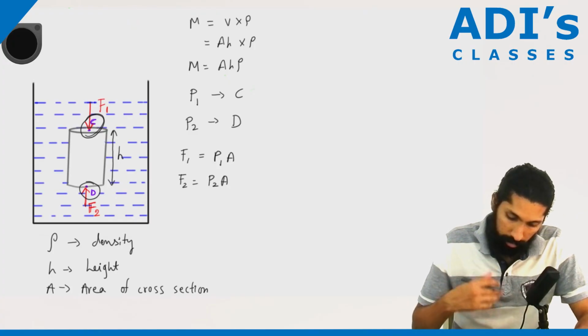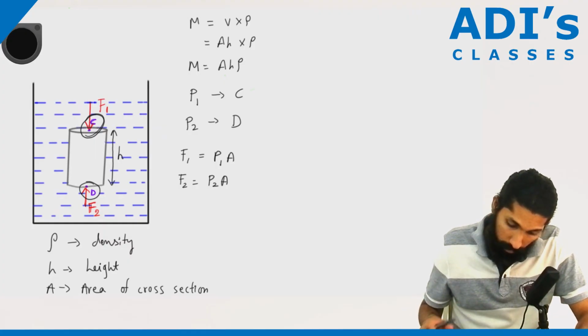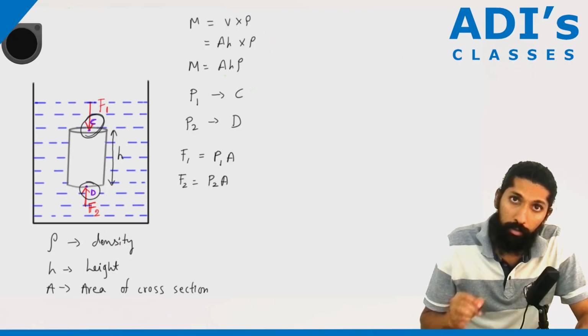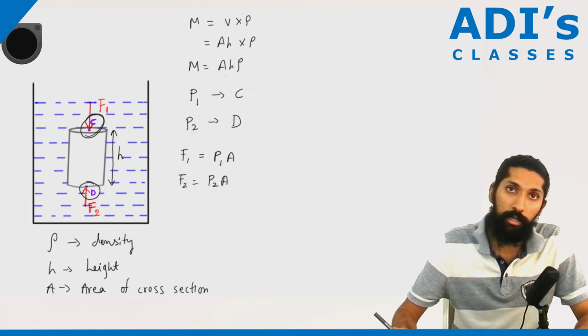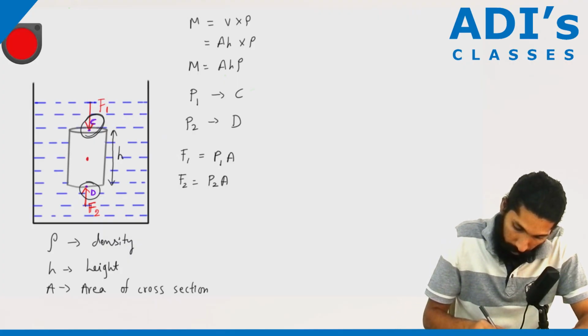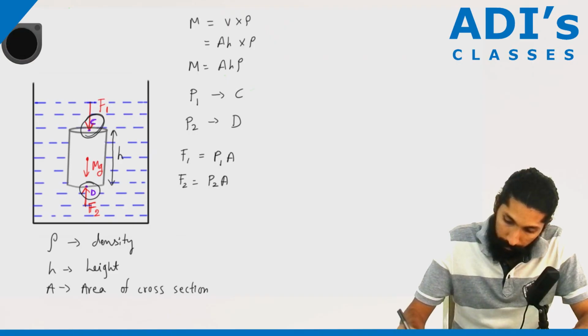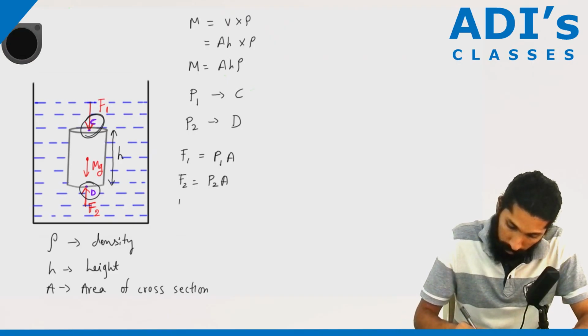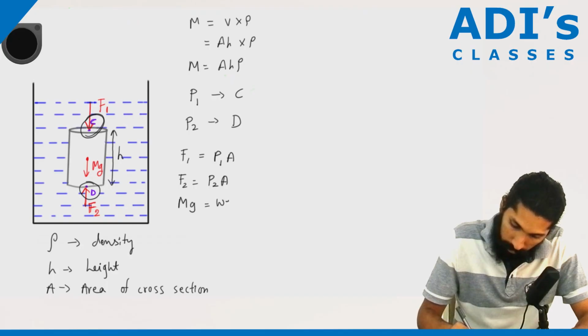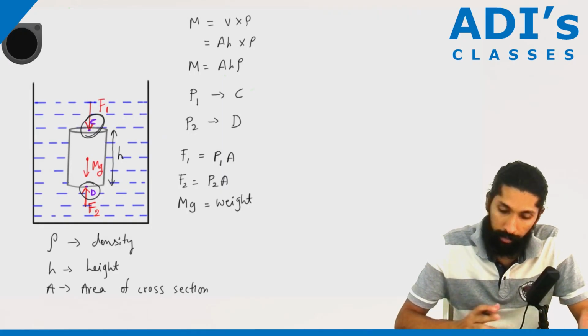All right. Now let's try to understand how we can equate these two. Now you have F1 equal to P1A, F2 equal to P2 into A. There is one more force which is acting on the body, which is a very important one. That is the weight of the body, which is acting downwards, which is mg. mg is the weight of the body. So there are three forces acting: F1, F2, and mg, the weight of the body.